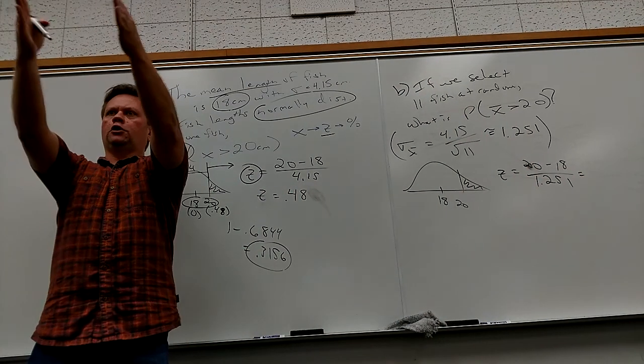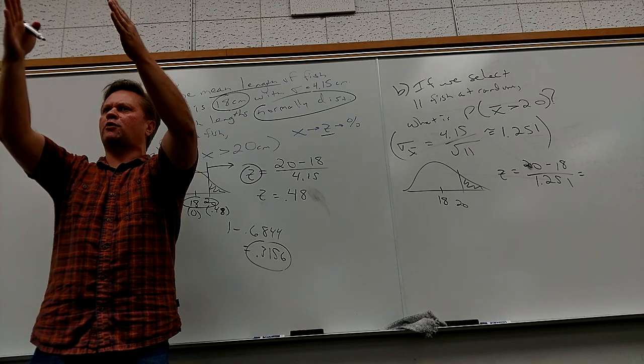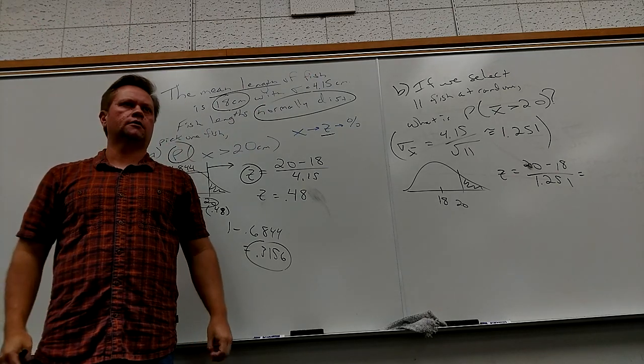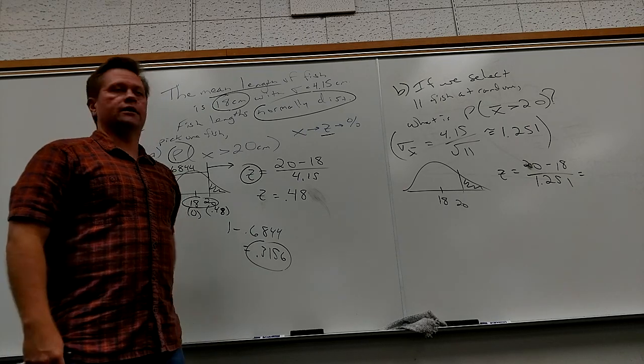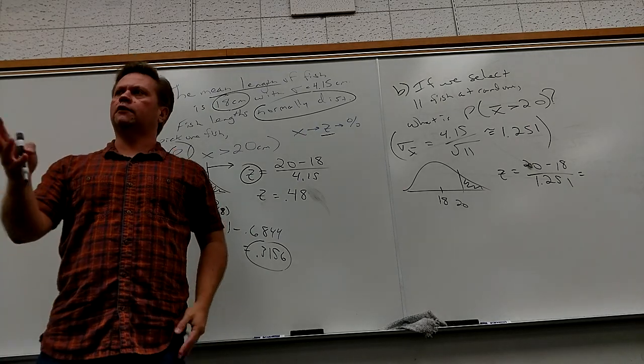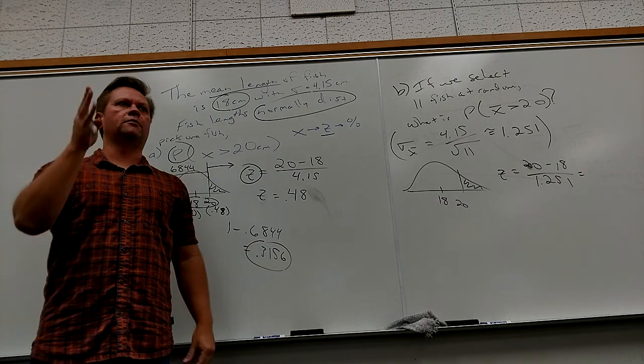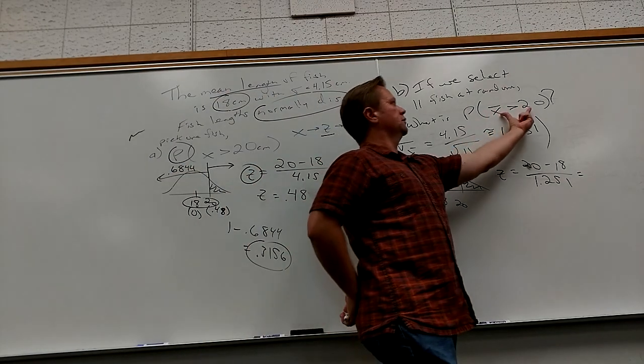Because now everything is closer to the mean. Everything's less spread out. Oh, it's not 11 with 18, is that? No, definitely not. What does 11 have to do? What's 11? That's the number in my sample. What's the question about?